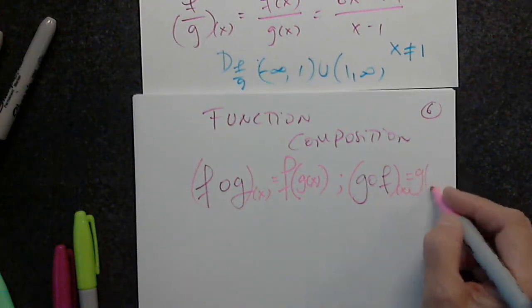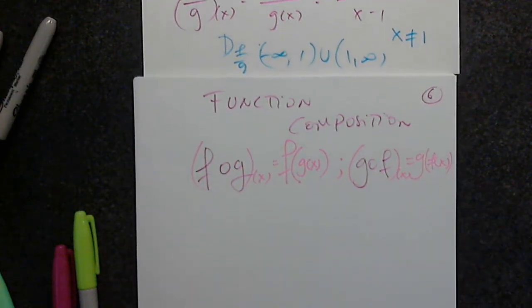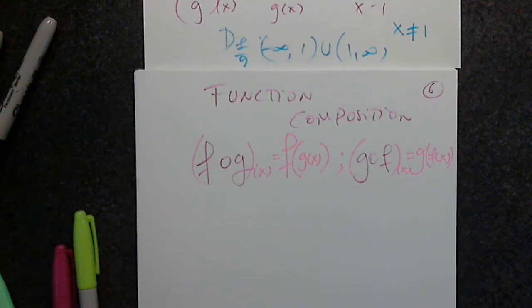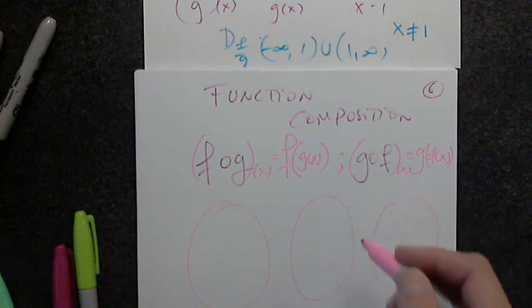Right. Very good. But what is behind this? What procedure is this? Because it's not the sum, it's not the difference, it's not the product, it's not the ratio. It's something totally different. Okay. Let's look at three bubbles.